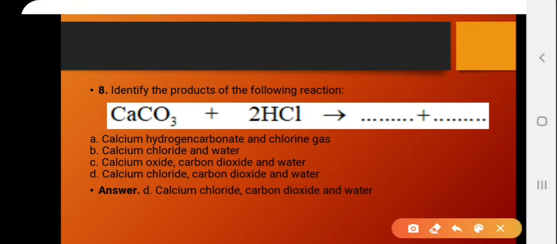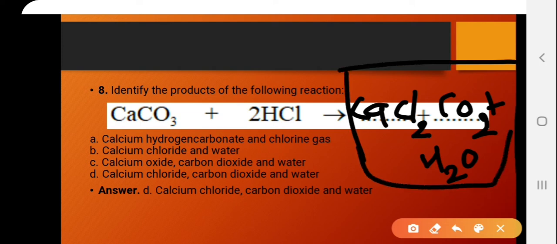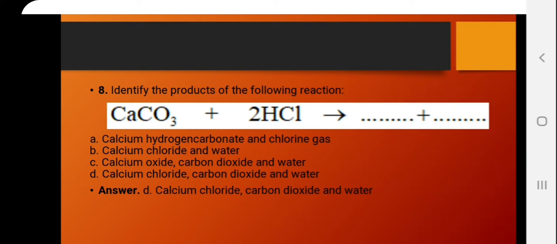So CaCO3 plus 2HCl will give calcium chloride, that means CaCl2, plus what will they give? CO2 plus H2O. Okay, these three products are formed by this reaction: calcium chloride, carbon dioxide and water. So the answer is D, calcium chloride, carbon dioxide and water.